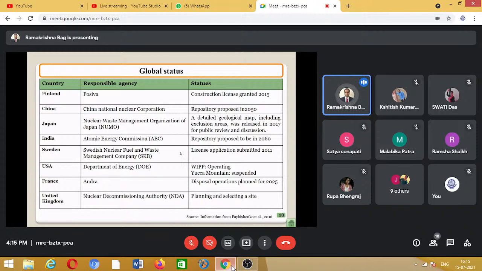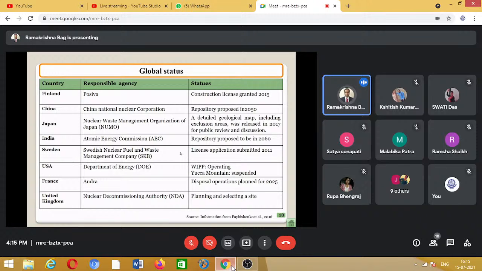In Japan, a detailed geological map including exclusion areas was released in 2017 for public review and discussion. So with this kind of project, let's say I say I want to construct a nuclear waste disposal barrier in sector 2 of Rourkela, immediately there will be panic. People will start shouting, why in my area, why this, why not somewhere else, etc. So a public review and discussion is required. First of all, choosing the site, or site selection, is one of the important things. Once the site has been selected, many countries take the public opinion, and that is considered.